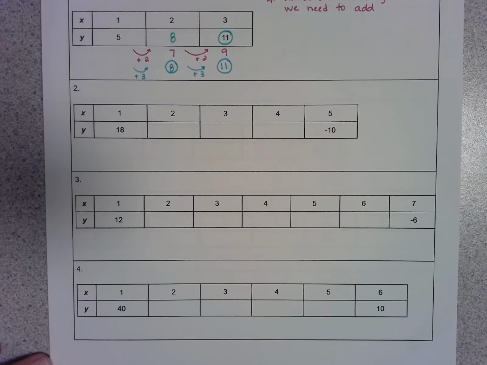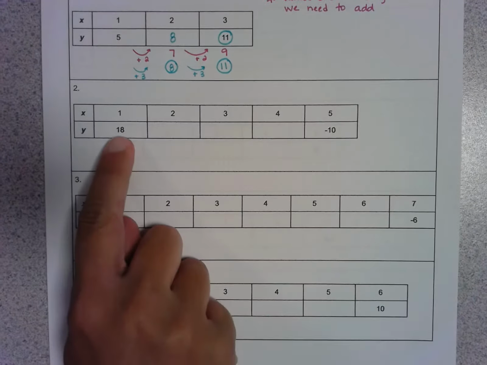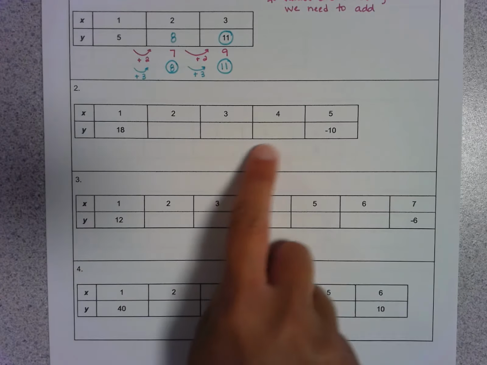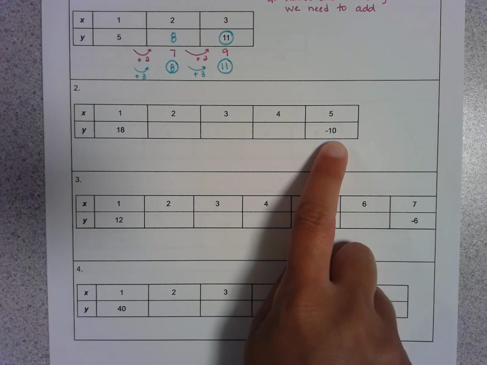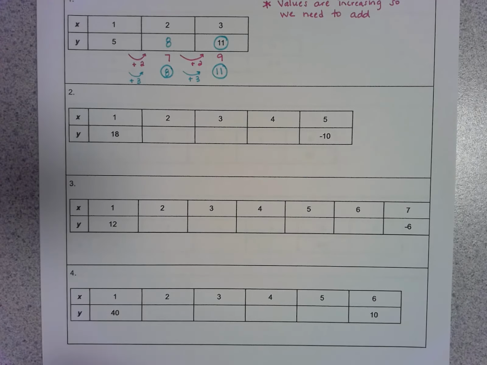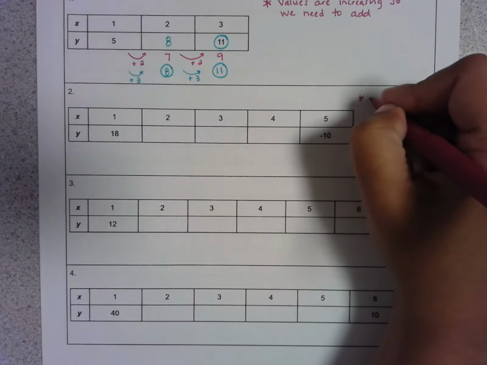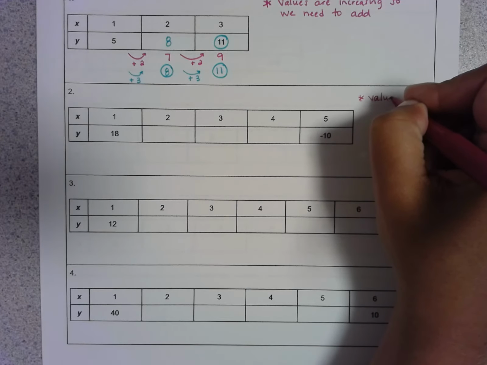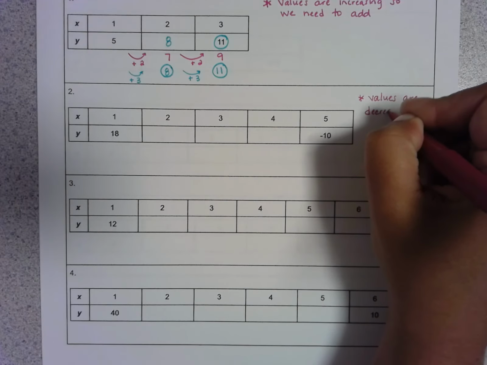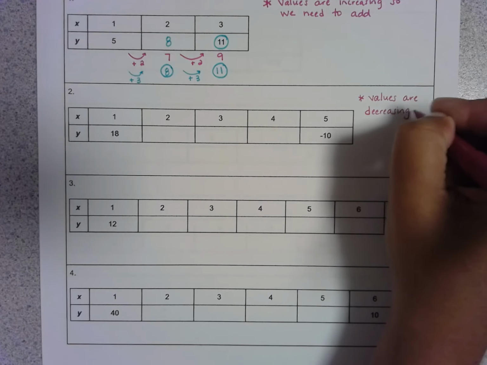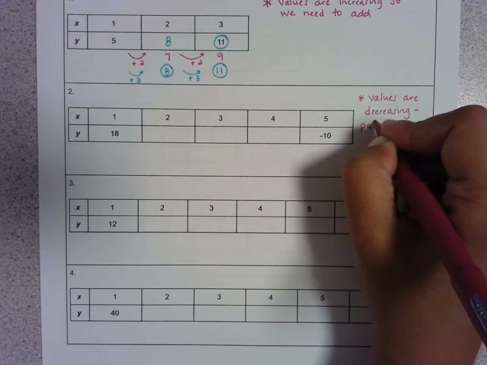For problem number 2, you're going to notice that we're starting with the number 18. We're skipping a bunch of numbers in the middle. Our job is to fill all those numbers in, and we're ending with negative 10. This tells me that since our values are decreasing, which means getting smaller, our pattern must be subtracting.